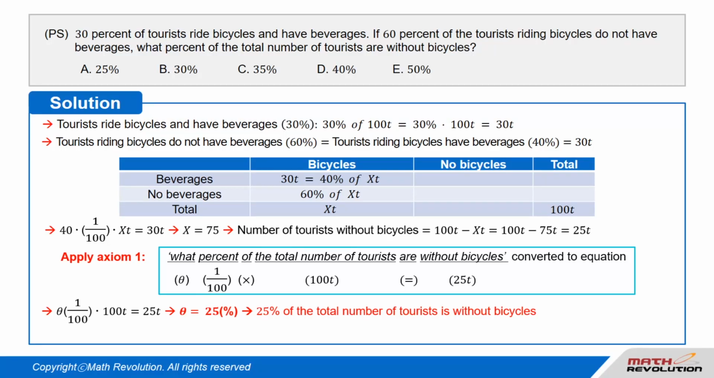Now we can convert the statement of what percent of the total number of tourists are without bicycles into the equation theta times 1/100 times 100 times T equal to 25 times T, or theta equal to 25%. So 25% of the total number of tourists is without bicycles. So A is the correct answer.